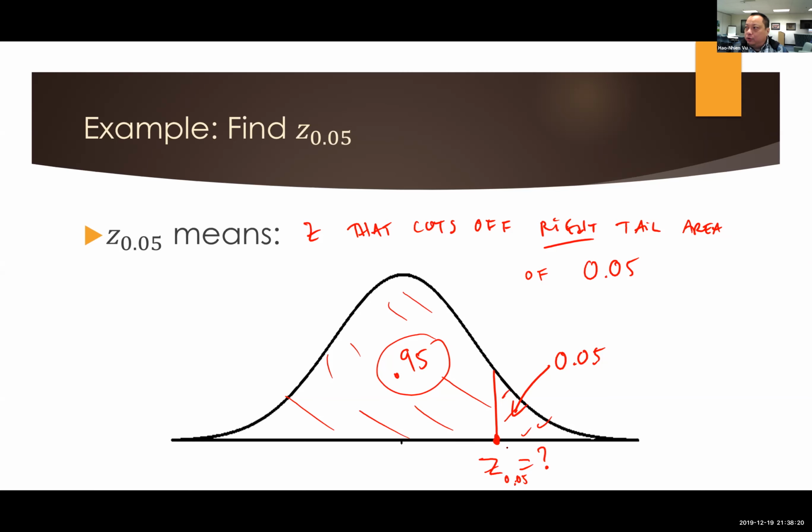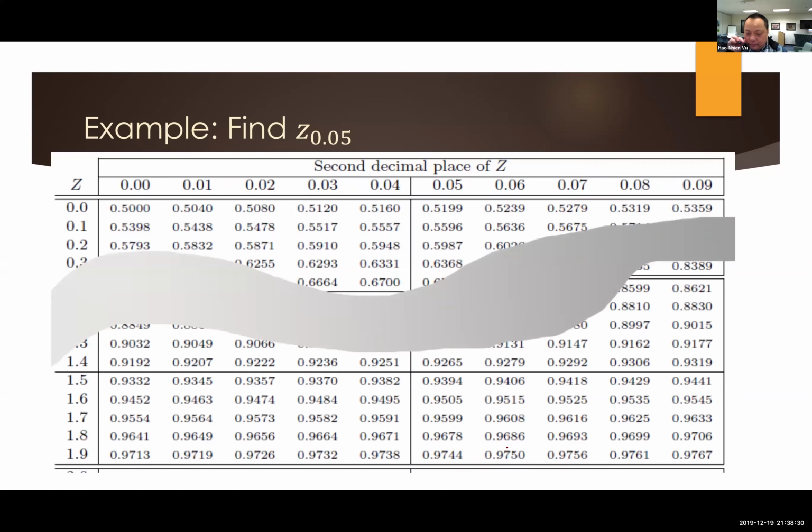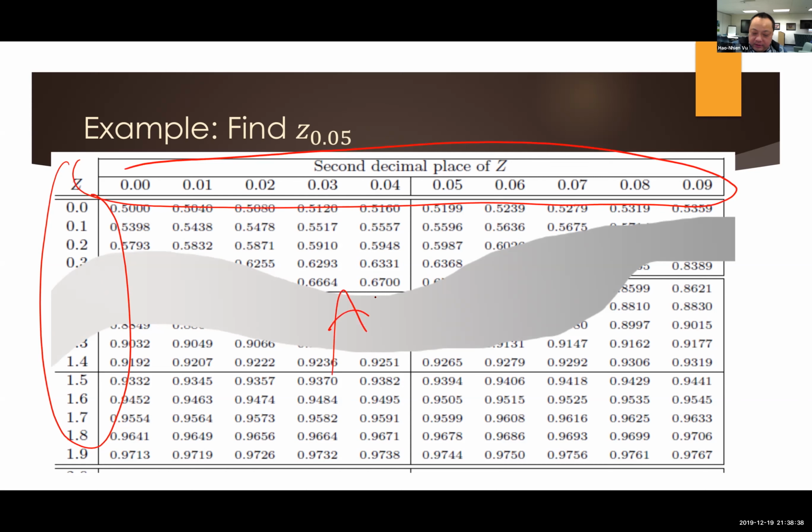So we're going to go to our table, and remember, z is on the edge. Okay, the areas are in the table. Okay, and we're looking for 0.95. 0.95 is right in between these two numbers. It's right in the middle. So it's 1.64 or 1.65.